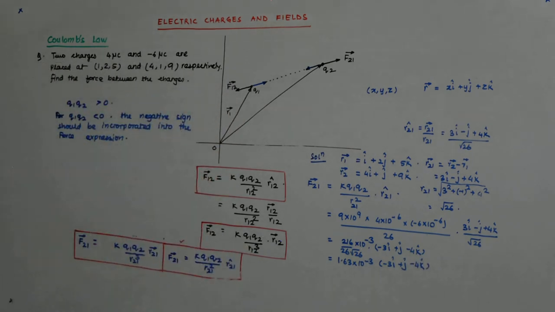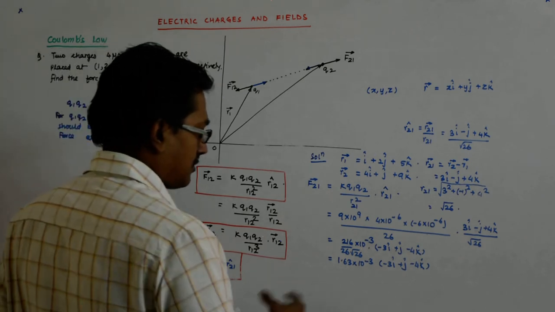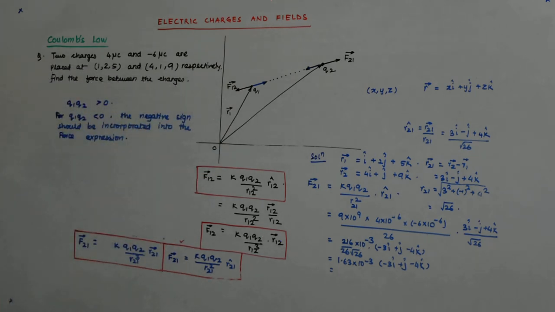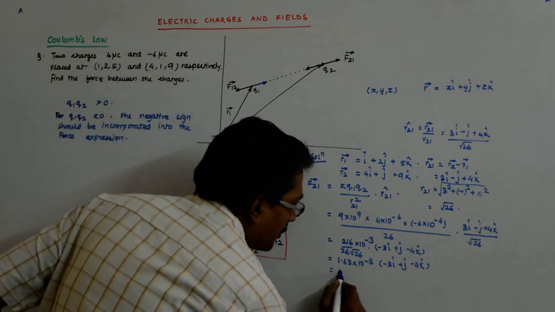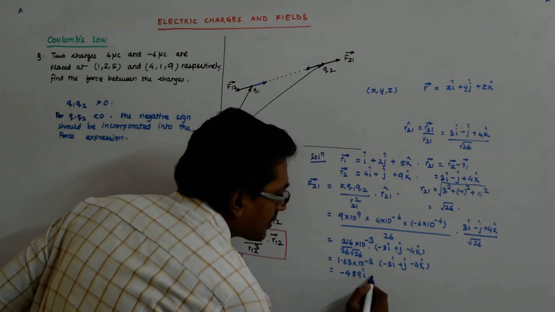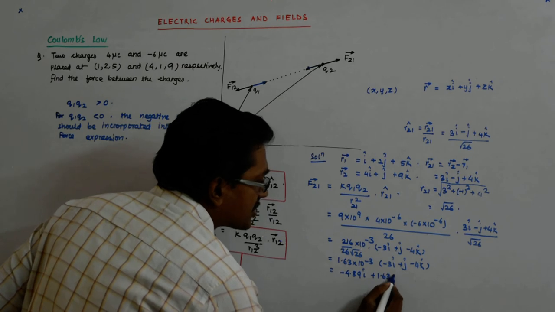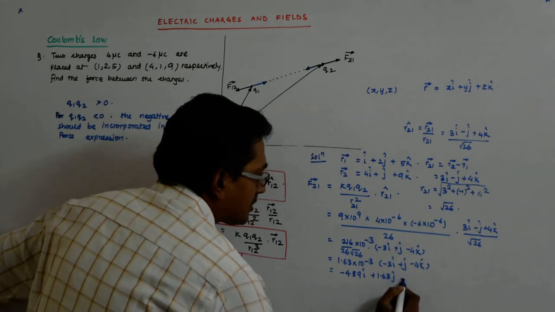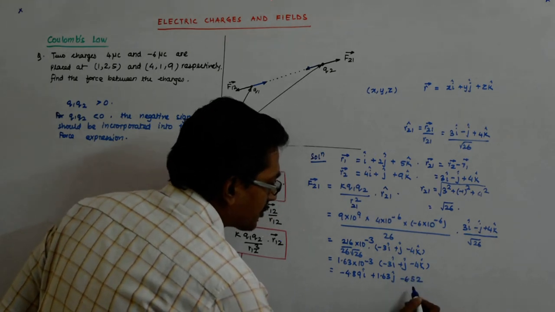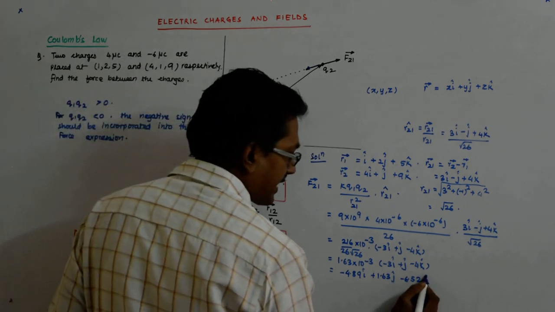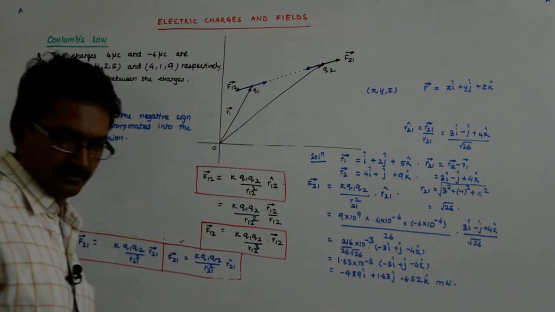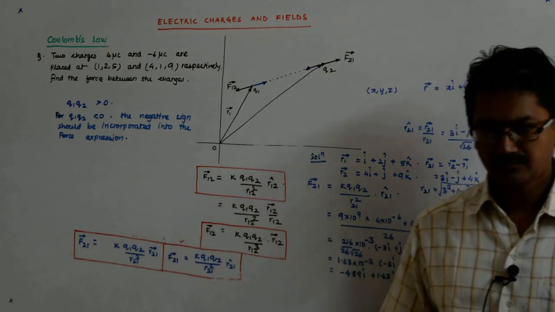And that gives us what? This is in newtons, right? So 1.63 into 3 is how much? Minus 4.89 i cap plus 1.63 j cap minus 6.52 k cap millinewtons. That 10 to the power minus 3 I have converted into milli. Understand?